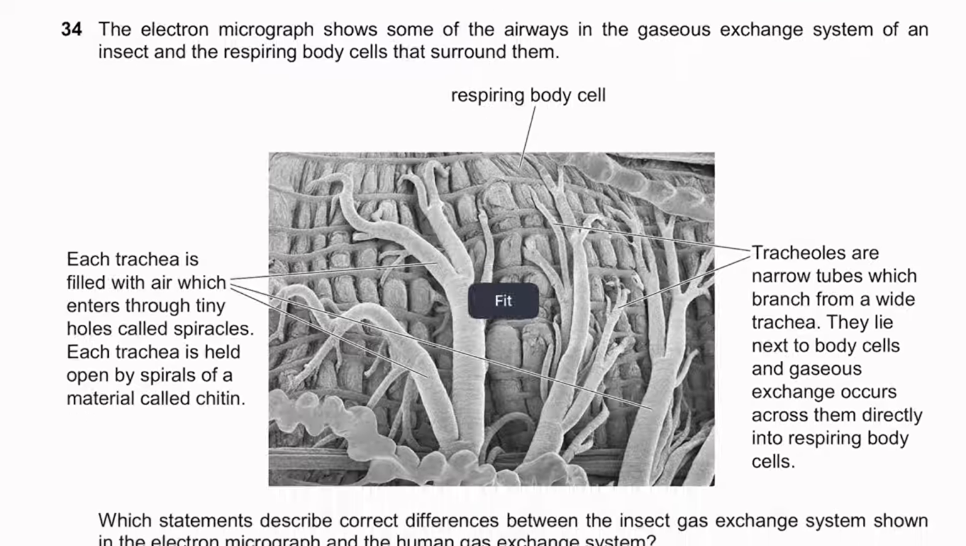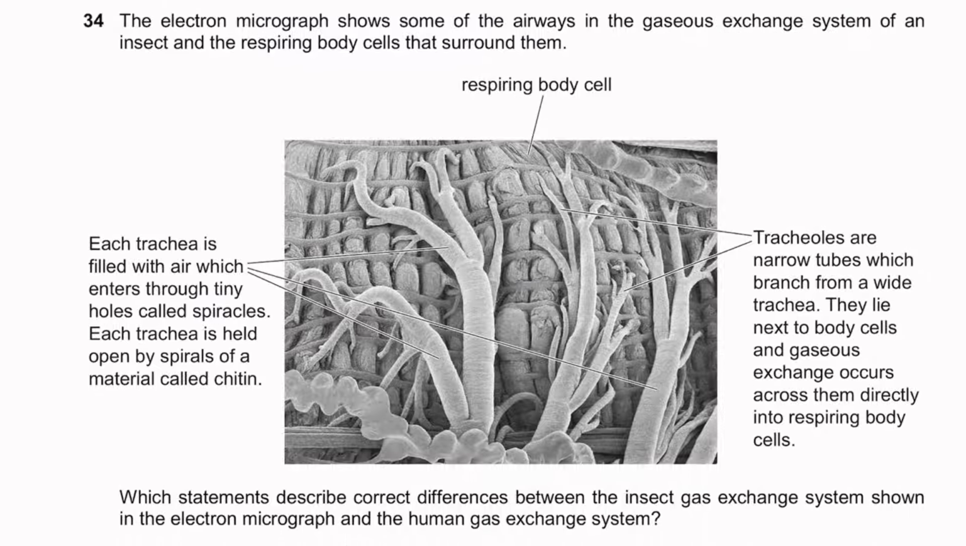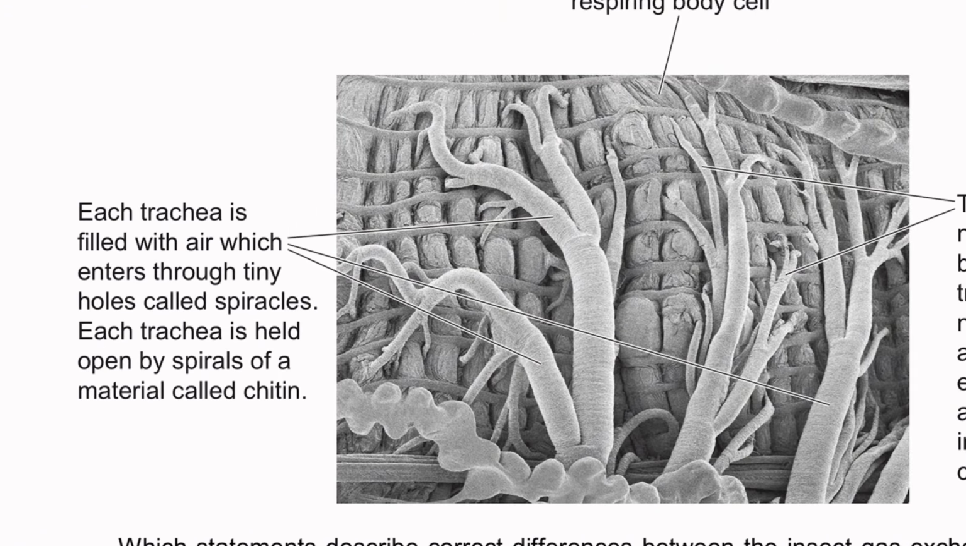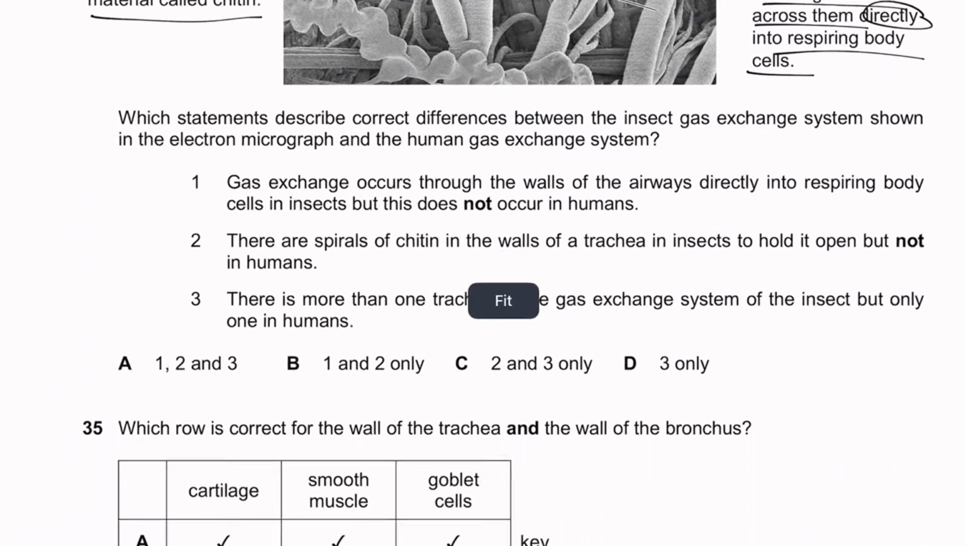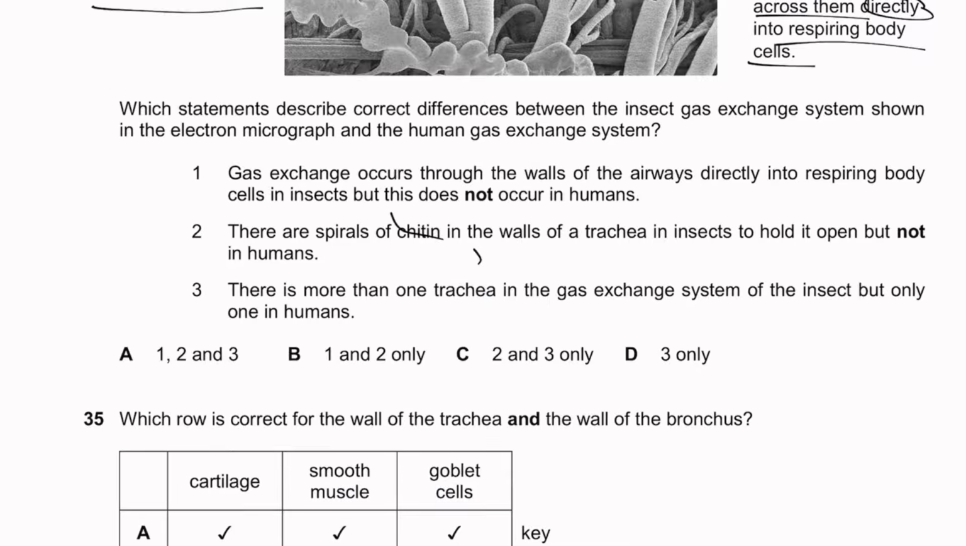Moving on to 34, the electron micrograph shows some of the airways in the gaseous exchange system of an insect and respiring body cells that surround them. Each trachea is filled with air, which enters through tiny holes called spiracles. Each trachea is held open by spirals of material called chitin, and tracheoles are narrow tubes which branch from a wide trachea, and they lie next to the body cells, and gas exchange occurs across them directly into the respiring body cells.